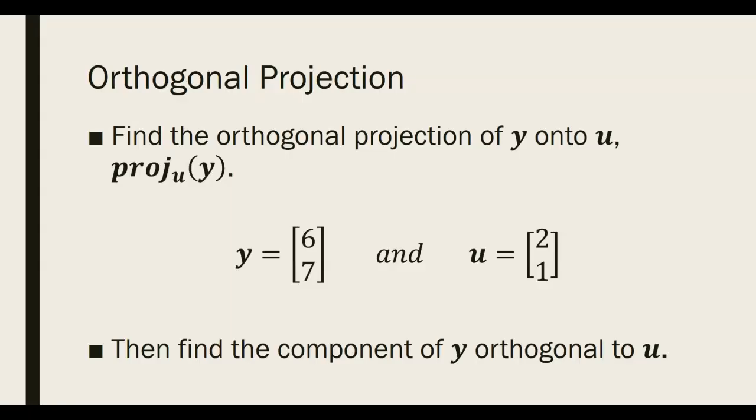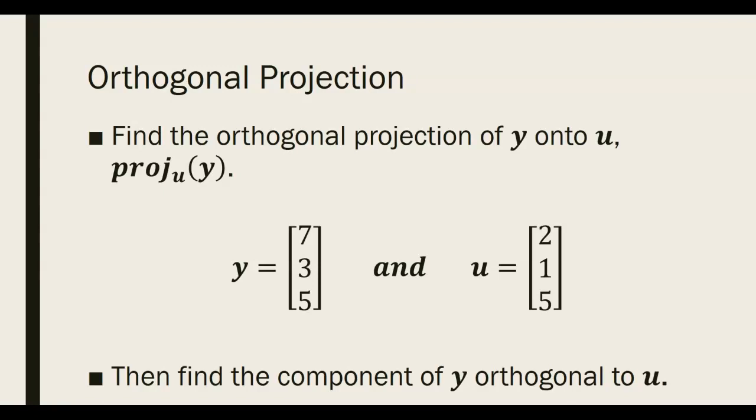All right. Now, obviously, I did this all in R2. You could have also done the same exact thing in R3. So I'd like you to find the orthogonal projection of y onto u, and then find the component of y which is orthogonal to u in 3 dimensions, in R3. All right, so we're going to project y onto u. It's the same system that we've had before.